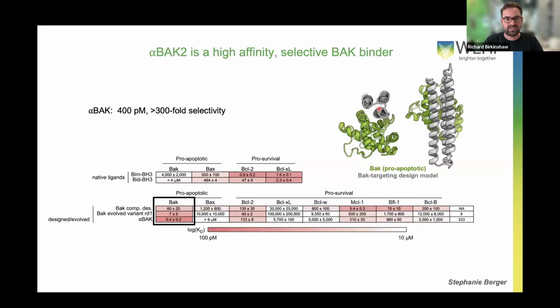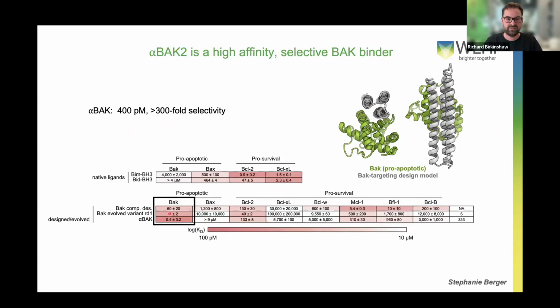So this anti-BAC2 is now what I'm going to continue talking on from now on. I won't confuse anything with anti-BAC1 or CDP02. This is the binder we're now discussing. It had a very high potency for BAC, 400 picomolar, and over 300-fold selectivity over the other pro-survival proteins.